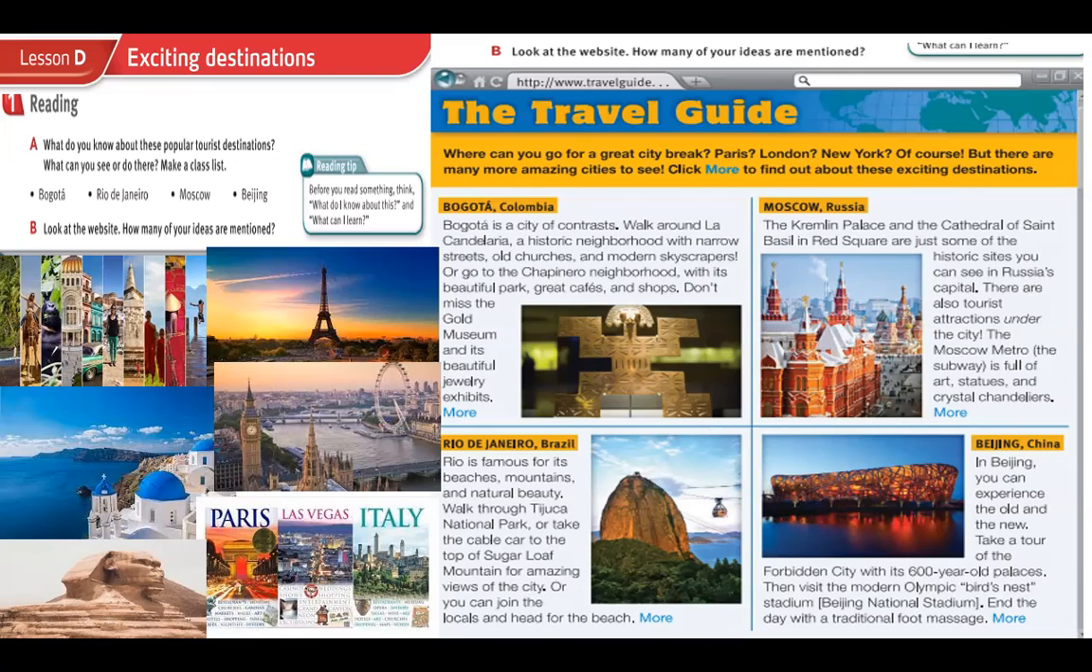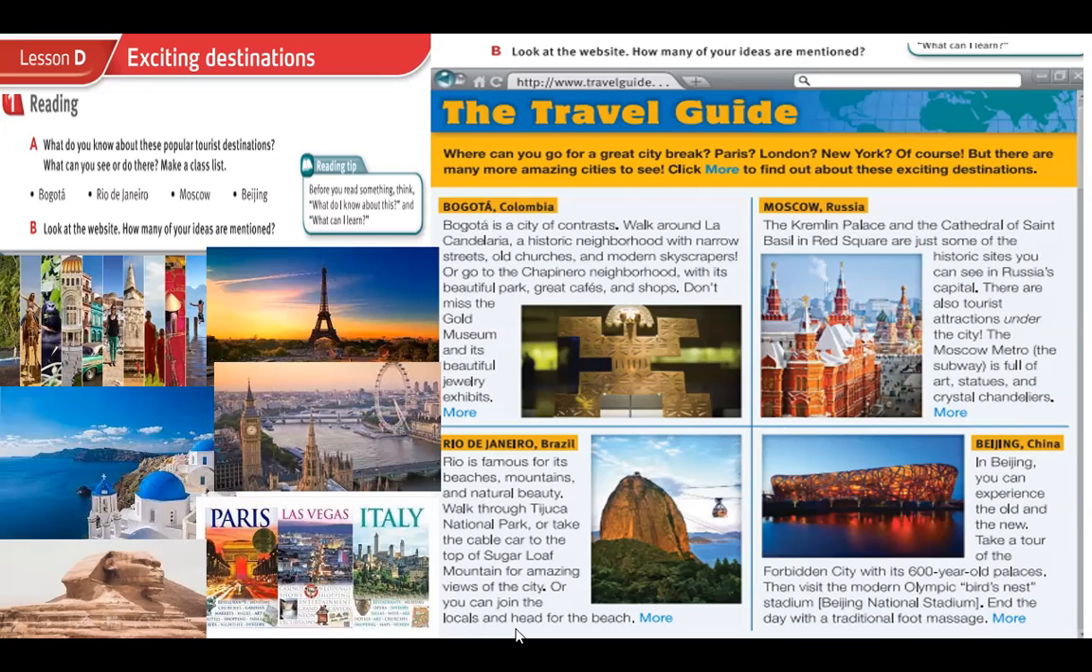Okay. We have Rio de Janeiro, Brazil. Rio de Janeiro, please. Rio is famous for its beaches, mountains, and natural beauty. Walk through Tijuca National Park or take the cable car to the top of Sugarloaf Mountain for amazing views of the city. Or you can join the locals and head for the beach.